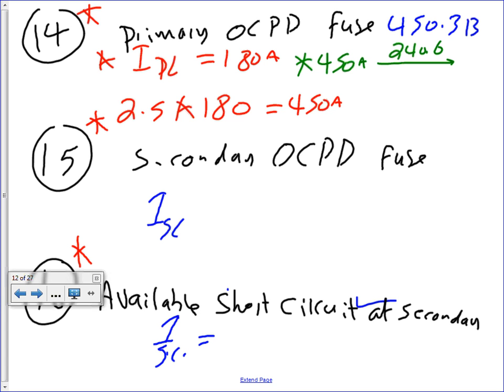450. Do I have to go up or down first? So this is actually the same size, 450 amp. If it's not a standard, could you please write yourself a note here that you have to go down? If it's not a standard, you go down. In this case, 450 is a standard, so we don't have to go up or down. But if it was 430, you're going to go to 400, not 450.